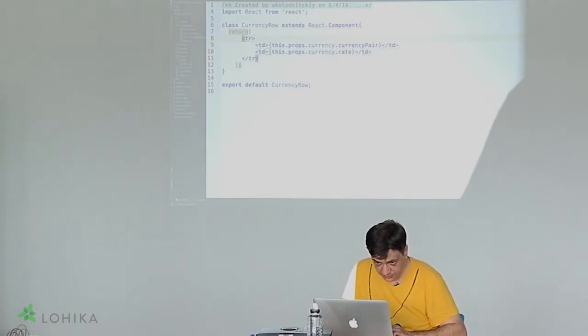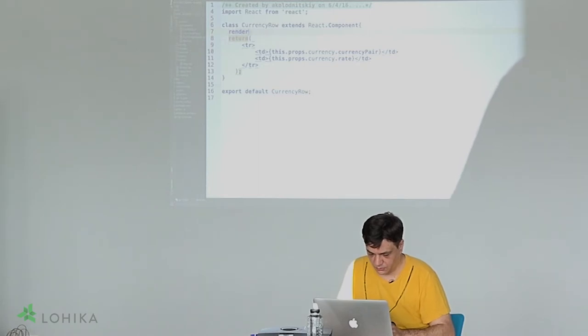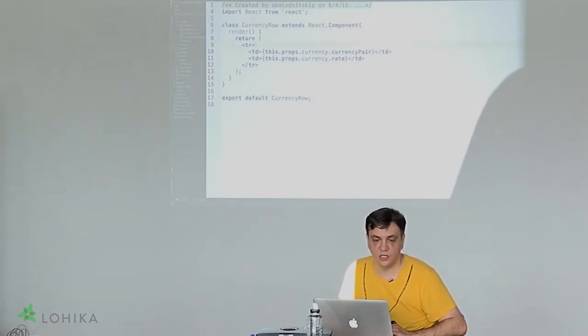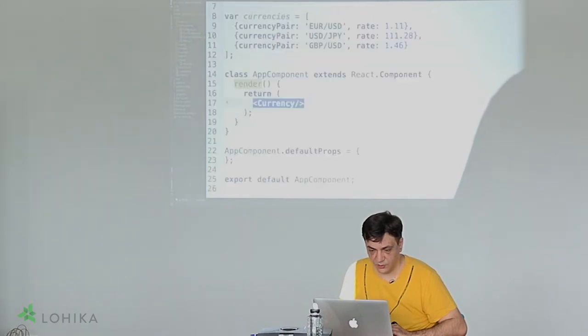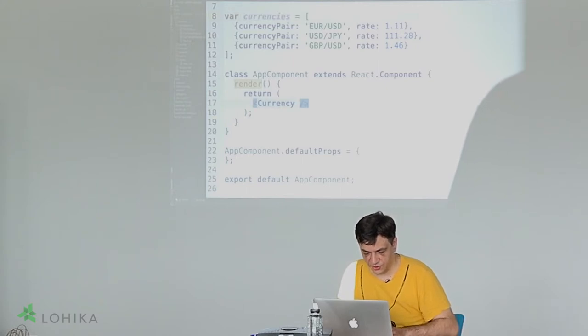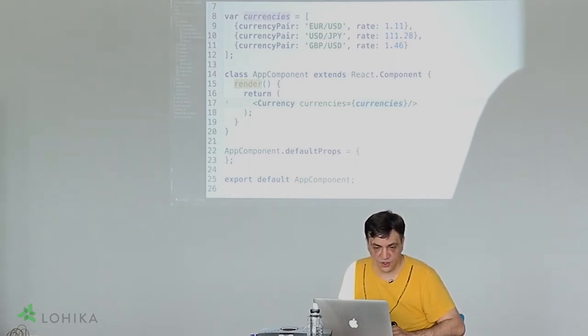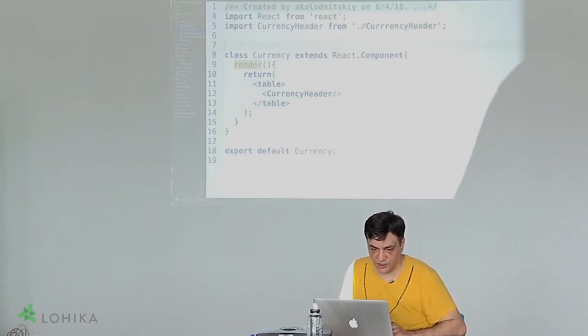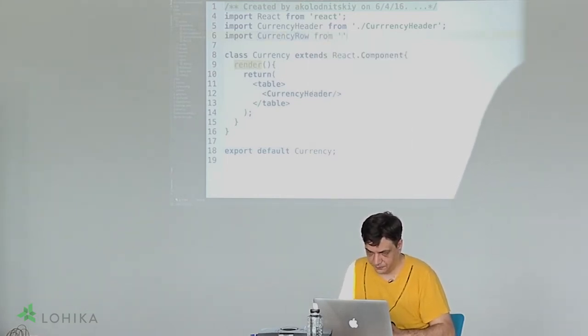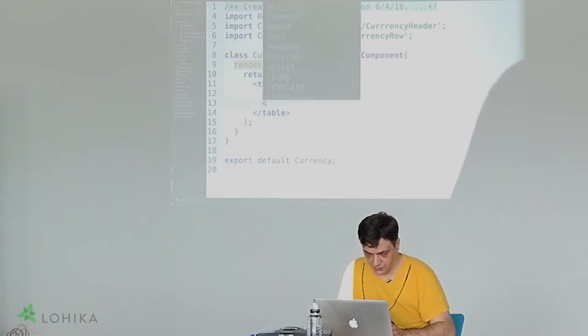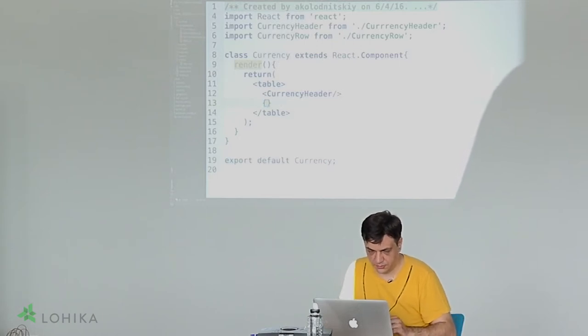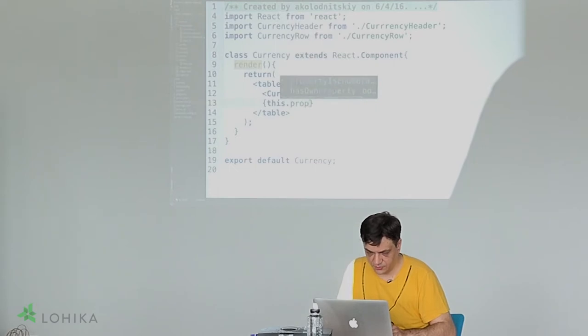Okay, there we go. So now let's pass our data to the currency. So the way I would do that, like in our case, is I would just simply specify that my component would get the currencies. So I'll pass that into the currency. Then actually to render all the currencies, I would import the currency row. And I will do so, I get currencies inside this props.